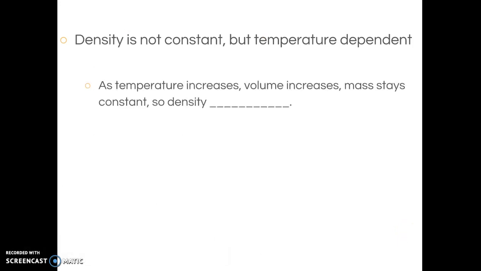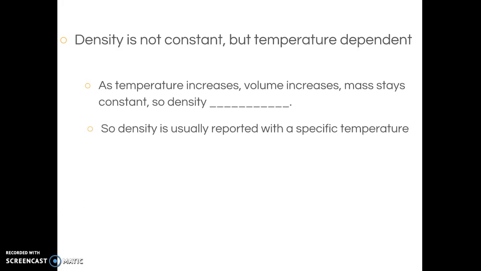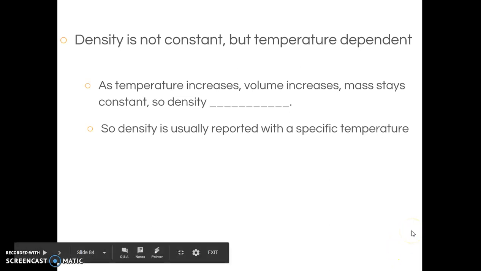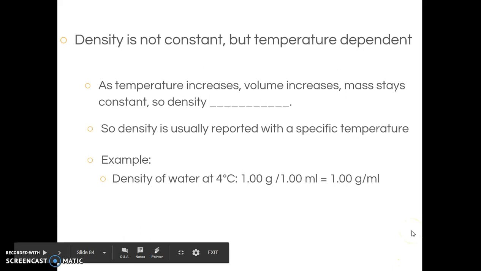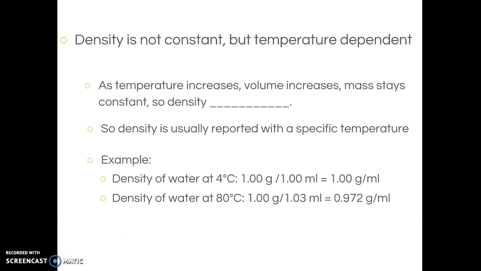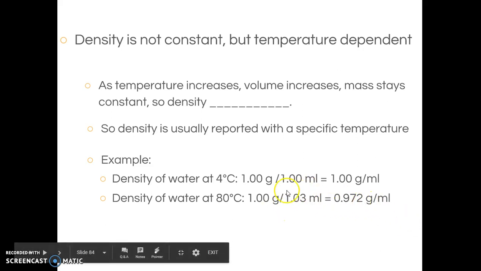So density is not constant, though, because it is temperature dependent. So as the temperature increases, volume increases. So the amount of space something takes up gets bigger. Your mass is always going to stay the same. So your top number stays the same, but your bottom number gets higher. That's actually going to lower your density because you're dividing by a bigger number. So density is usually reported to a specific temperature. For example, the density of water at 4 degrees Celsius is exactly 1, but the density of water at 80 degrees Celsius is a little bit less than 1, and you'll notice because the volume is higher. So because I'm dividing by a bigger number here, my number is now going to be a little bit smaller.